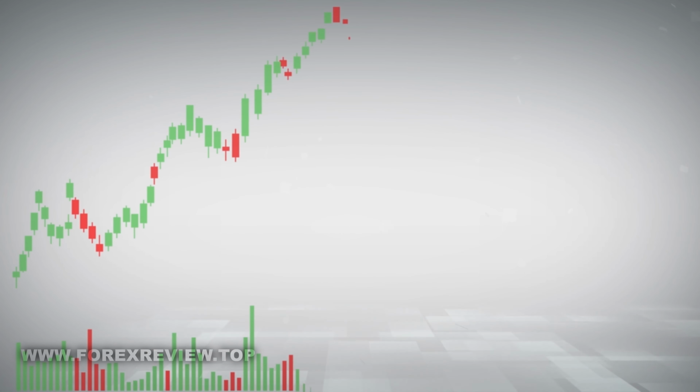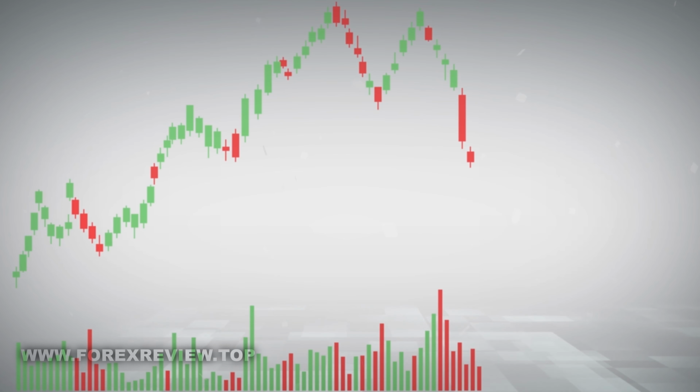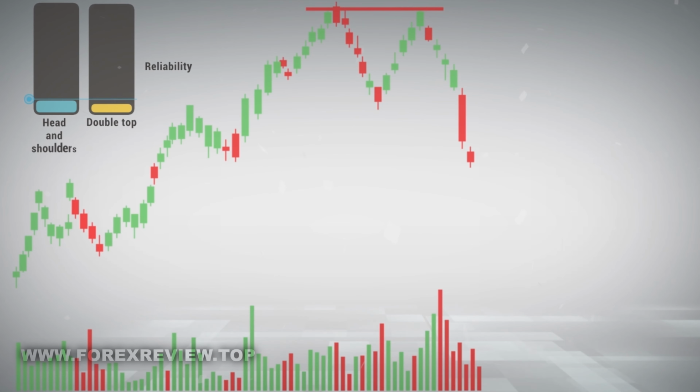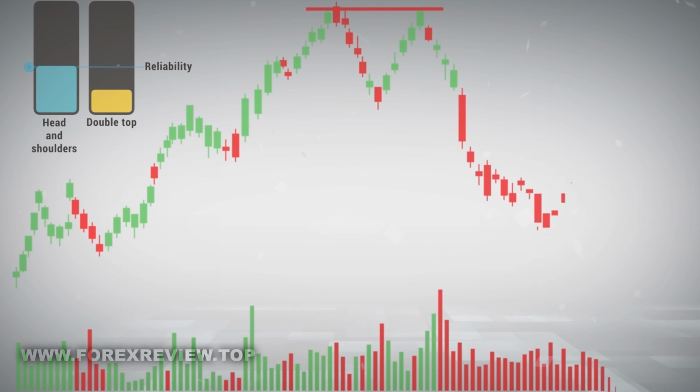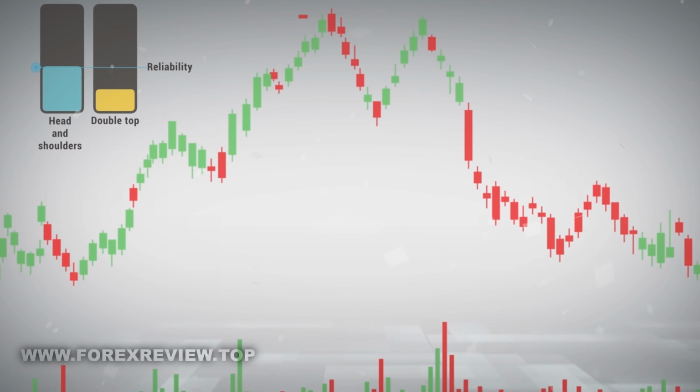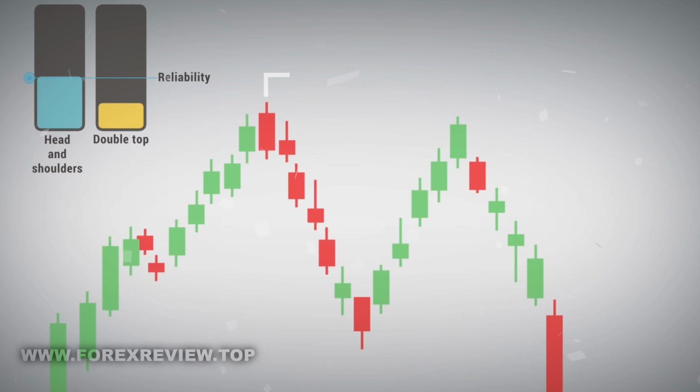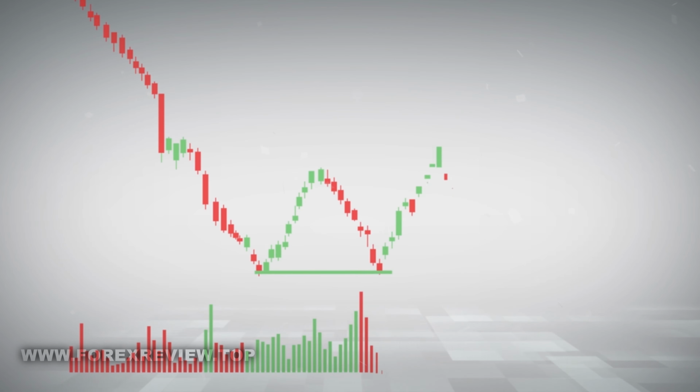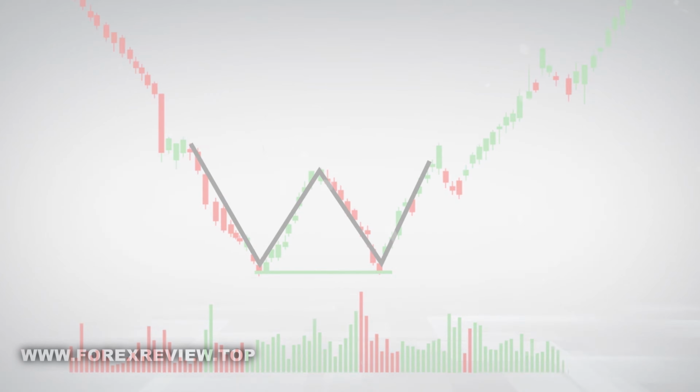Double top. This pattern is created when the price climbs to the same price level that established the previous peak. This pattern is considered less reliable than the head and shoulders pattern. In order to increase the reliability of the pattern, a time frame of at least 1 week should exist between the two peaks. Double bottom. This pattern is created when the price falls to the same price level that established the previous trough.